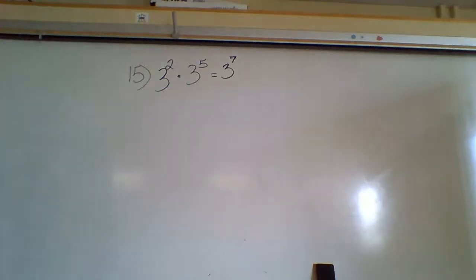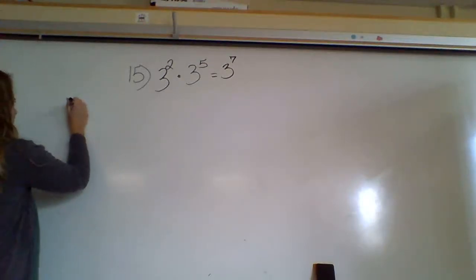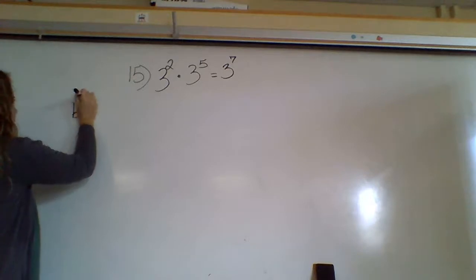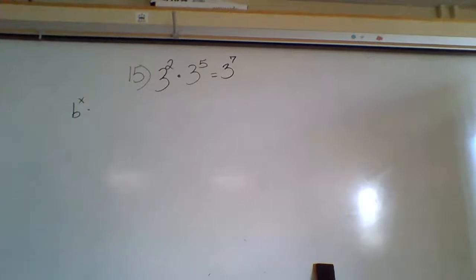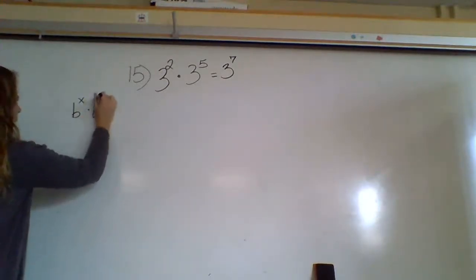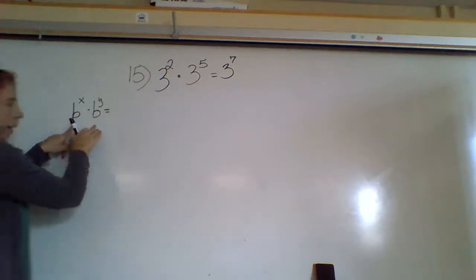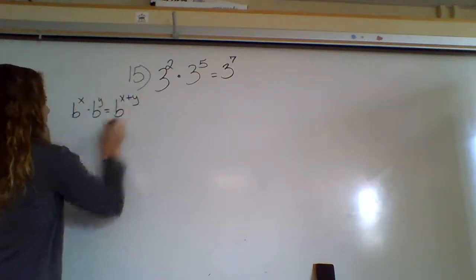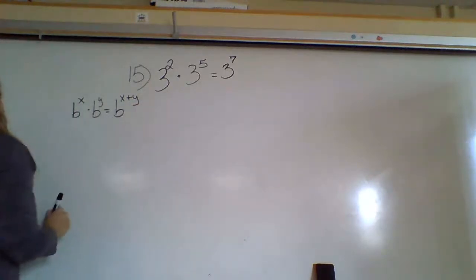So once again, I posted them on Canvas, but here we go. So if you're multiplying, we'll do B. So you have B to the X times B to the Y. They have to have the same base, which they do. The base is B. So you add the exponents together. So this would be X plus Y, okay? So that's the example like we just did. So that's if you're multiplying them.